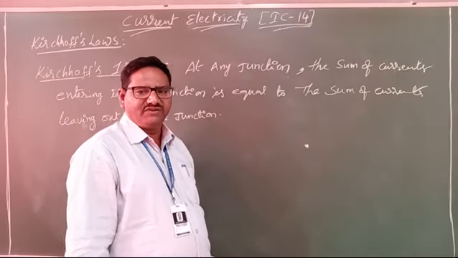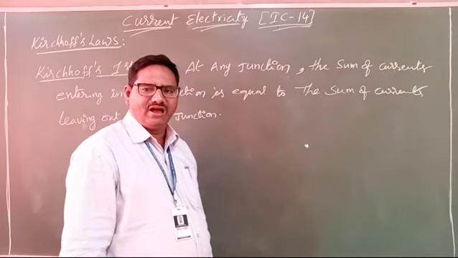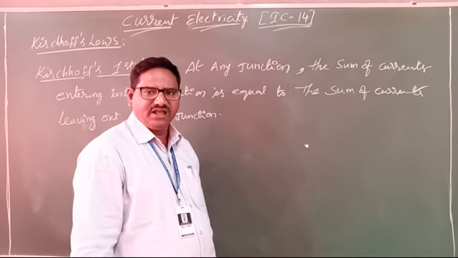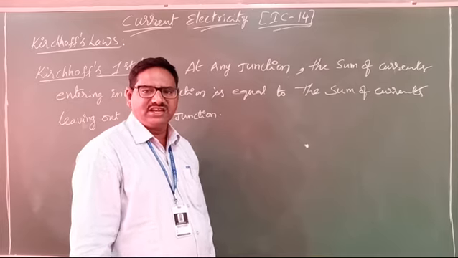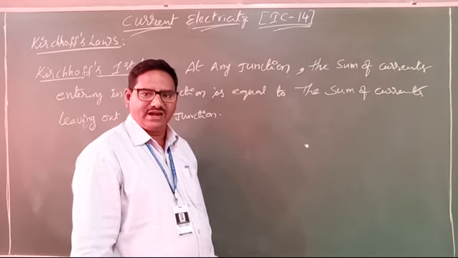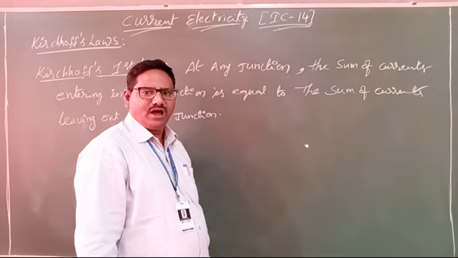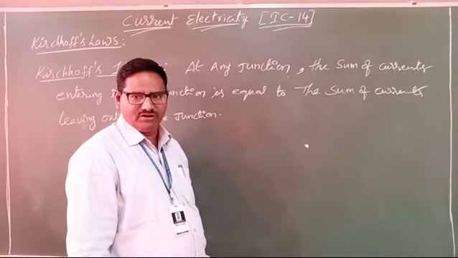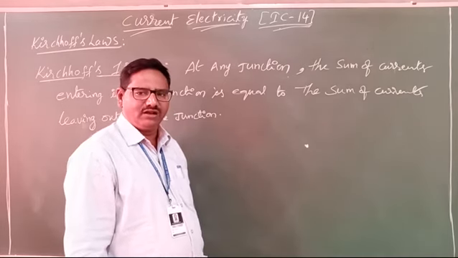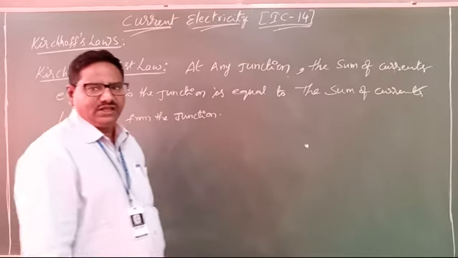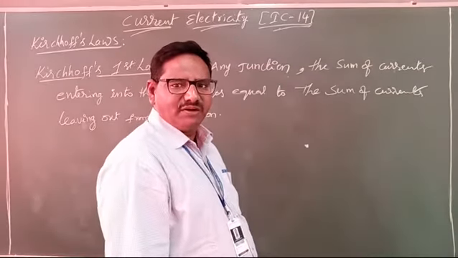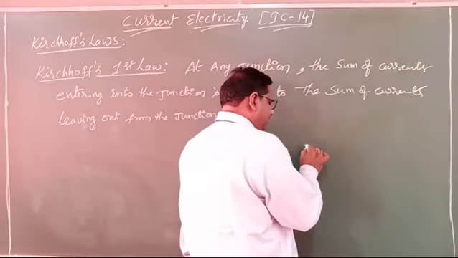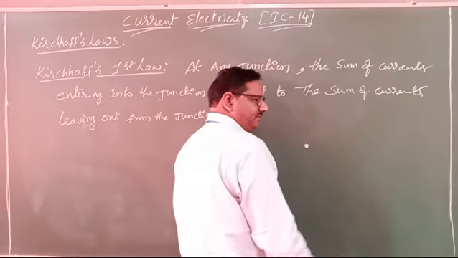What are Kirchhoff's laws? Here Kirchhoff's laws are of two types. One is Kirchhoff's first law. This is also called the junction rule or current rule, or charge conservation rule. In this one, what can we learn? Junction. What is meant by a junction? This is called a junction, simply a point.